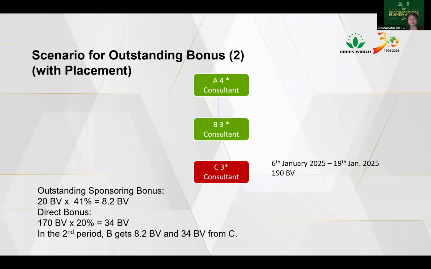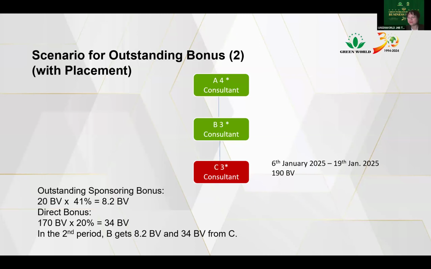So this time, what does this scenario tell us? This scenario tells us that you're going to really go fast. If you use the placement technique, then you're going to really help your C, the people you personally recruited, to go to star 3, not in a monthly period, but in 2 weeks' time.